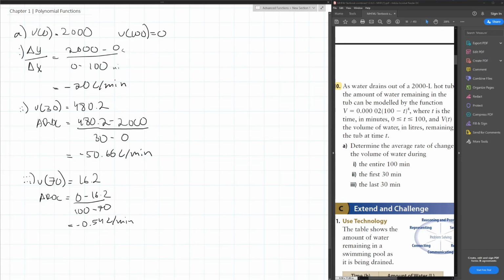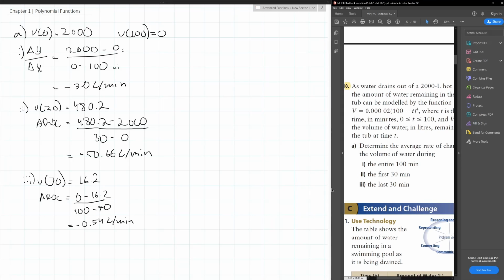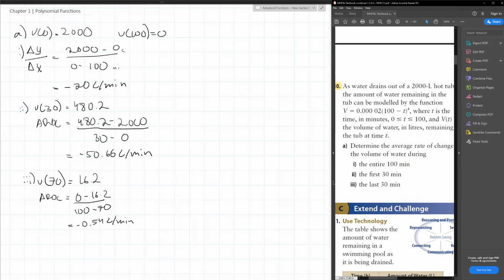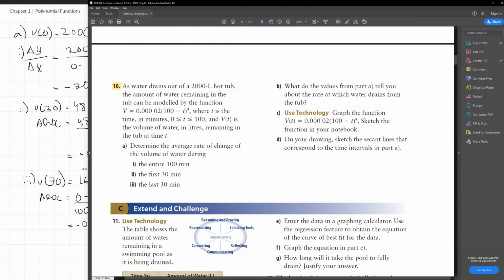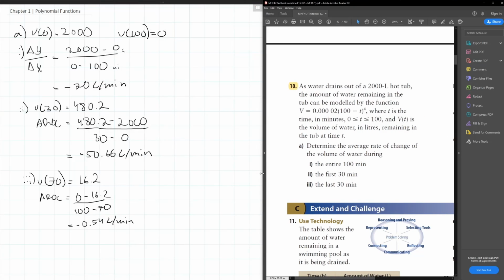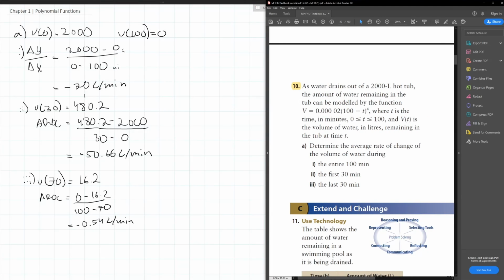So from what we see here, actually that might be part B. Let's actually read what it says. Part B, what do the values from part A tell you about the rate at which water drains from the tub? Well, we could see that it's not quite linear. It's not at a constant rate of change, you know?